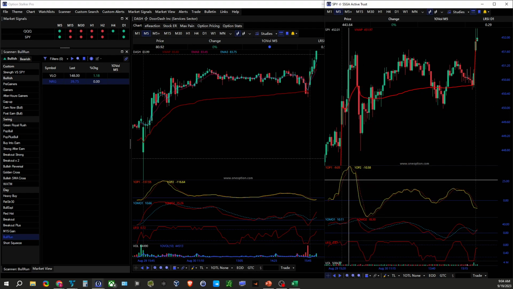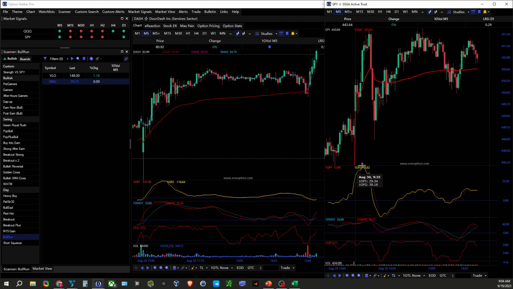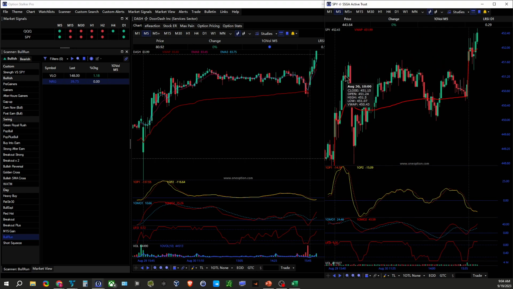So we get the cross right here. That's at around 9:55, 10 o'clock. And as you can see here, that gives us an advanced warning. How many indicators do you see like that?